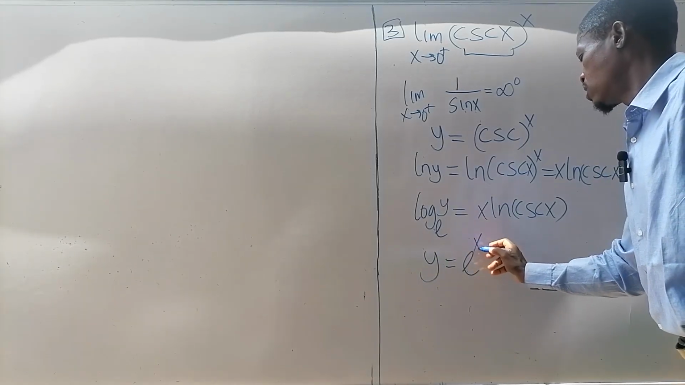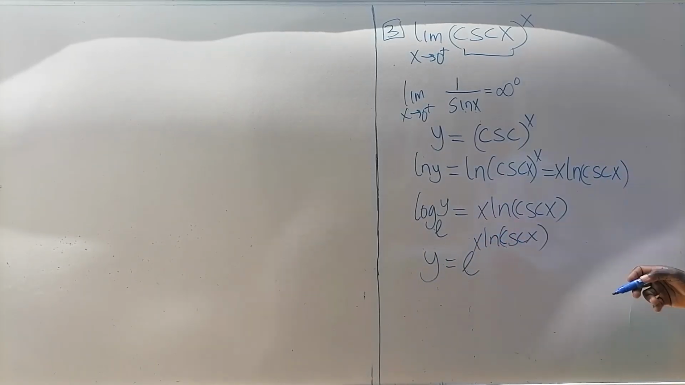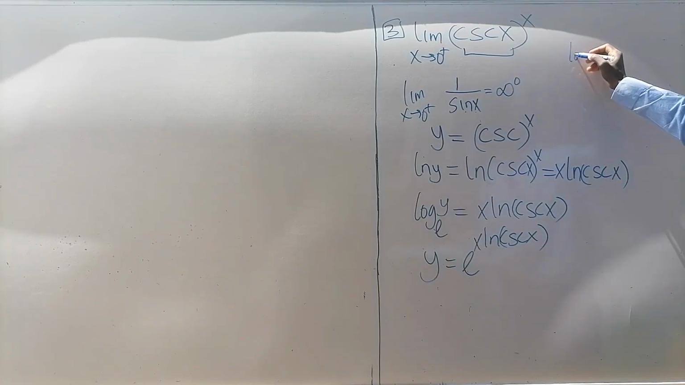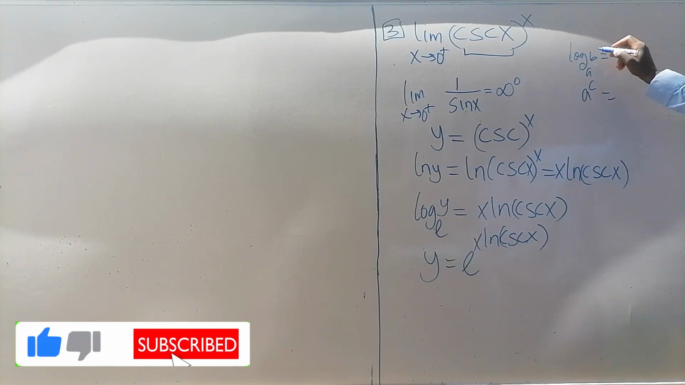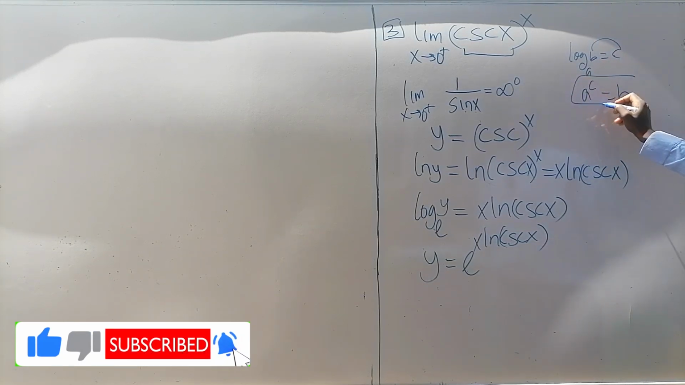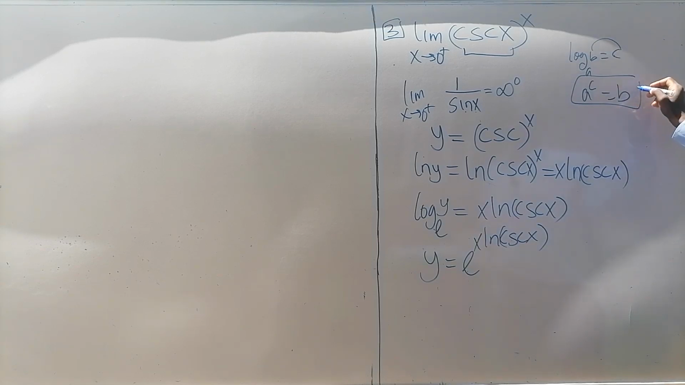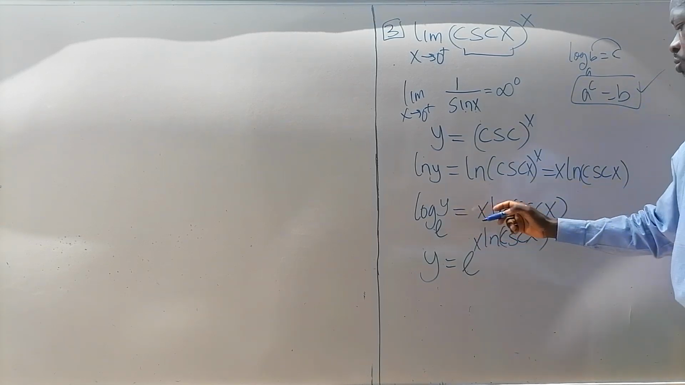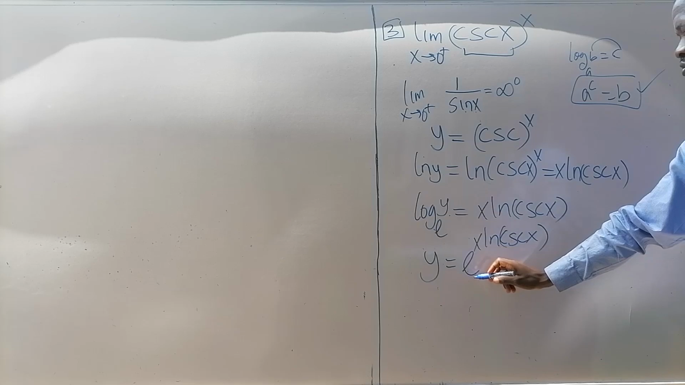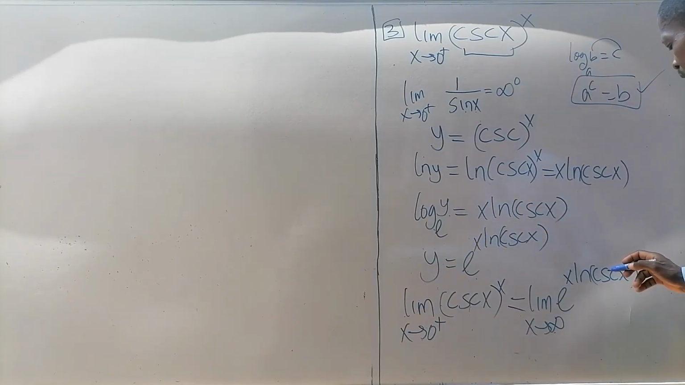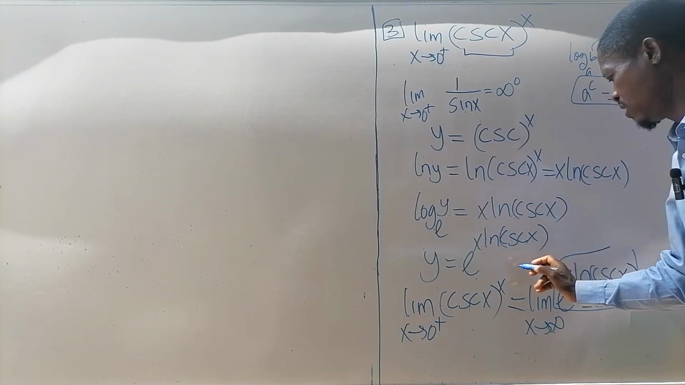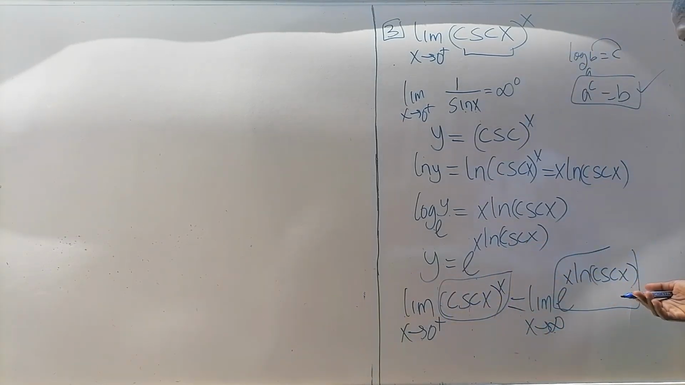e to the power of this. From logarithm, we know that you can express from logarithm form to exponential form. If you have log base a of b equal to c, it becomes a to the power c equal to b. So you have transformed from logarithm form to exponential form. So here also we have transformed from logarithm form to exponential form. The meaning of this is that this function here and this function are the same thing.